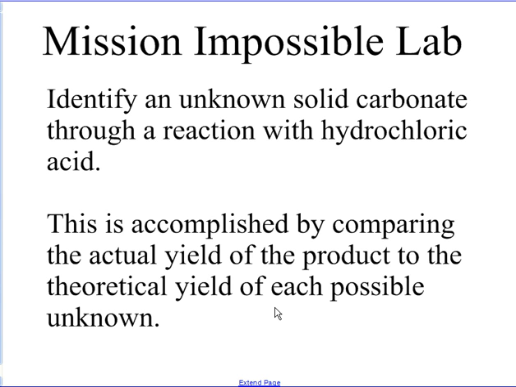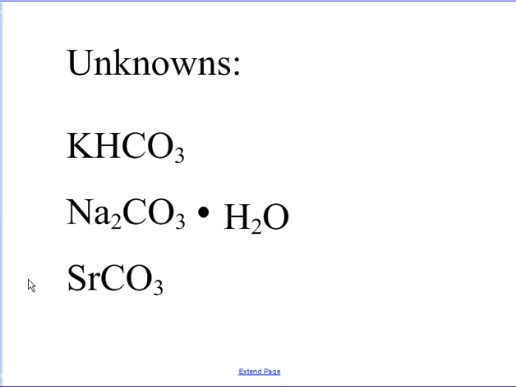So in this experiment, that's what you're going to do: predict ahead of time the mass of products formed from a given amount of reactant. So let's begin. The first unknown that you have, three unknown possibilities, and the formulas are listed here. Notice that what they have in common is the carbonate aspect of their formula.